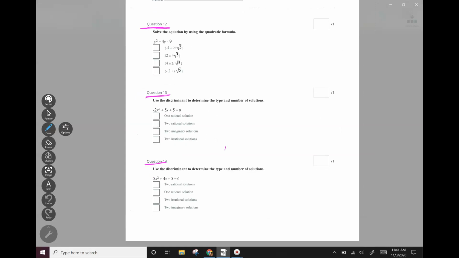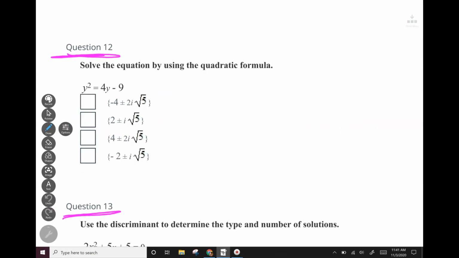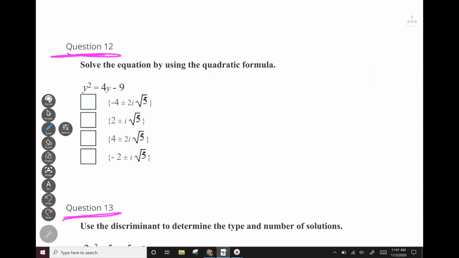Okay, I'm going to do several on this page. Number 12. Solve the equation using the quadratic formula. So we've got x equals -b. Oh, well, first I need to rearrange this into standard form. So y squared minus 4y, just subtracting that over and adding the 9. Okay, so now that's standard form. So a is 1, b is -4, c is 9.